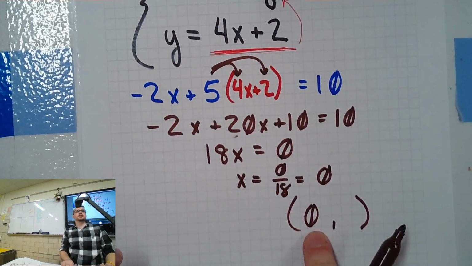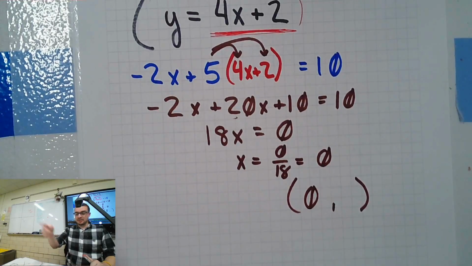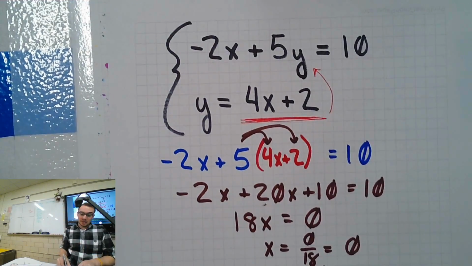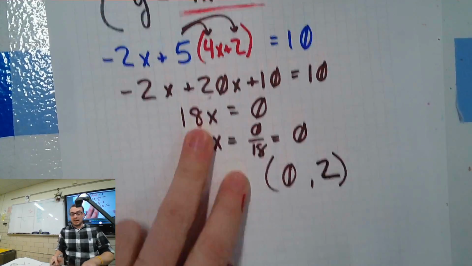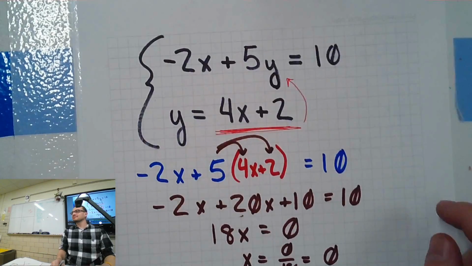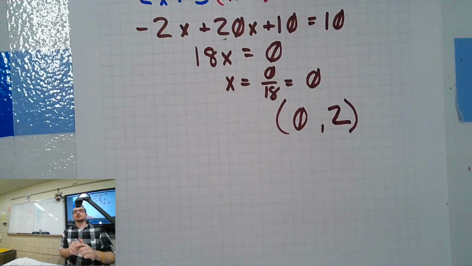First of all, if x is 0, what kind of coordinate is this? It's a y-intercept. What's our y-intercept here? 2. So they intersect with the y-intercept. Now, that's just me being clever. But if you plugged in 0 here, what do you get? 2, right? So they intersect at 0, 2.